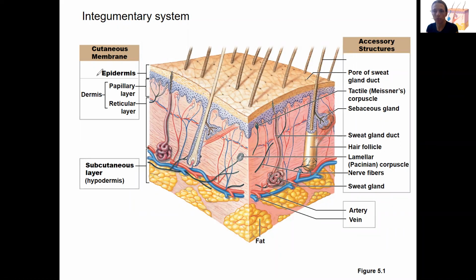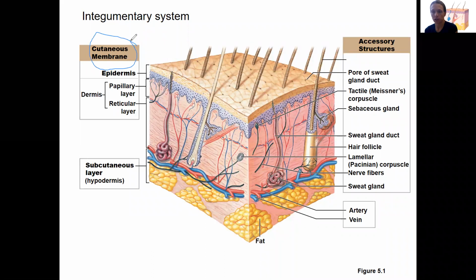The accessory structures we'll come back to later. Do note they're embedded in different layers differently. So like the epidermis doesn't have blood vessels, for example. So let's actually start there. First, we're looking at the cutaneous membrane, which is another name for the skin.